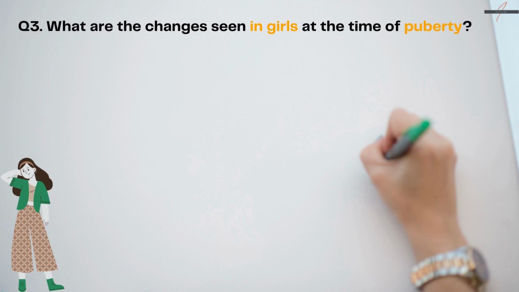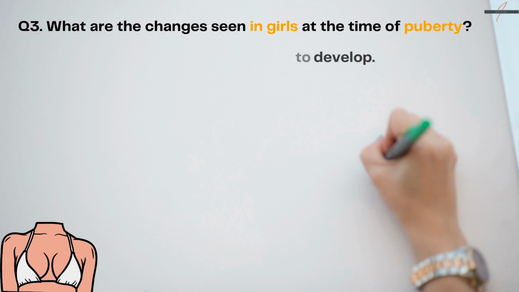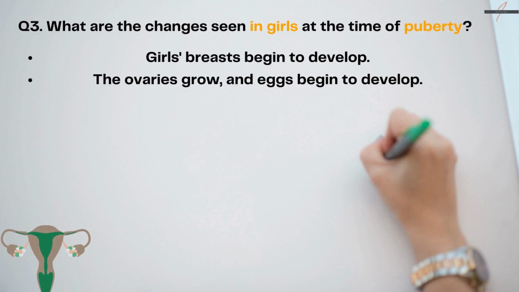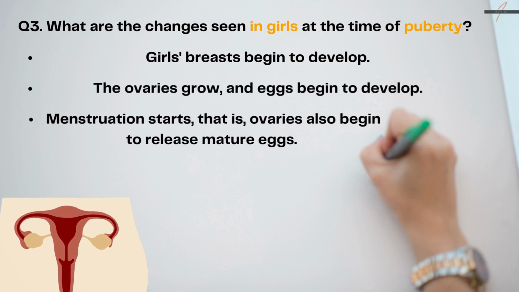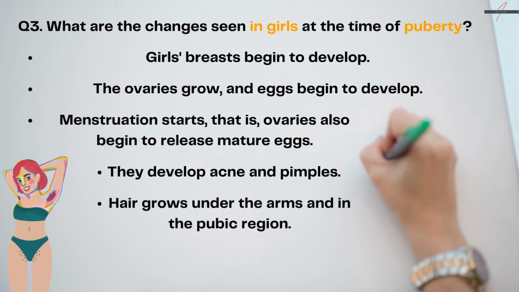Next question is, what are the changes seen in girls at the time of puberty? Puberty refers to the physical transformation of a child's body into an adult's, capable of sexual reproduction. Girls' breasts begin to develop during puberty. The ovaries grow and eggs begin to develop. Menstruation starts, that is, ovaries also begin to release mature eggs. As a result of increased sweat and sebaceous gland activity, girls develop acne and pimples. Hair grows under the arms and the pubic region. So, these are some of the changes seen in girls at the time of puberty.